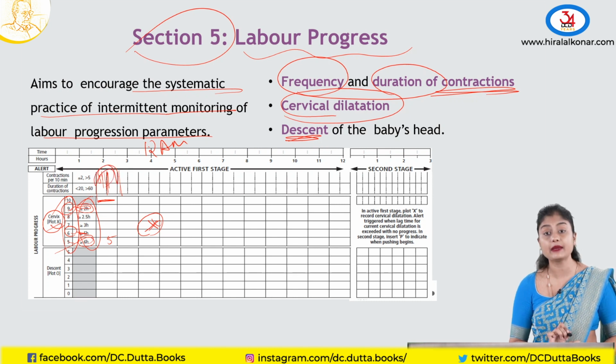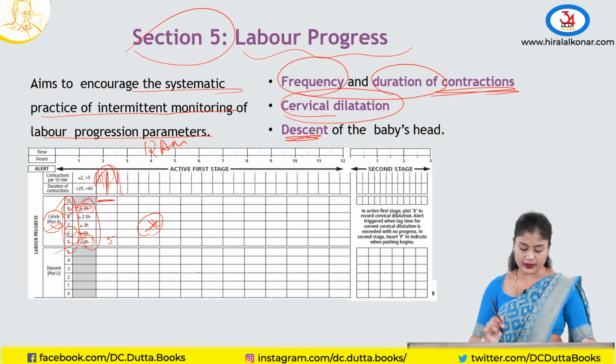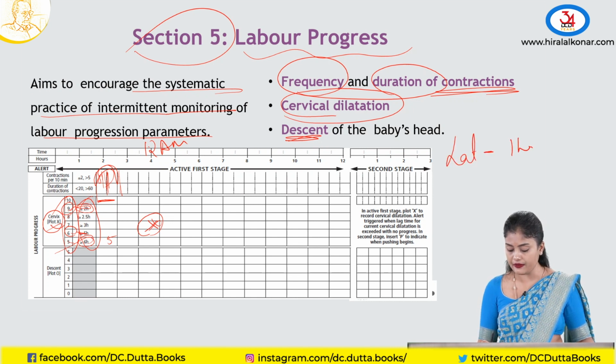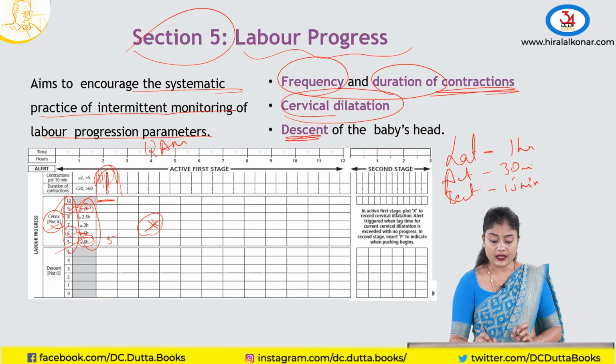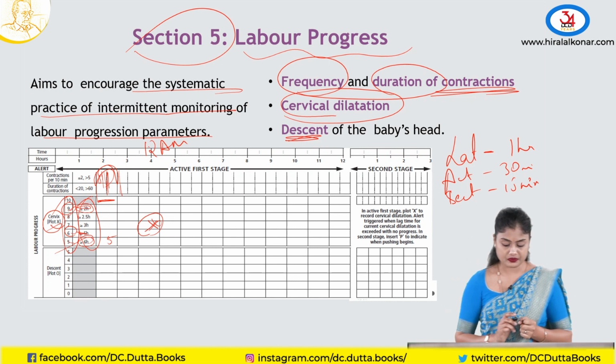So, every 30 minutes we monitor contractions in the active phase of the first stage of labor, whereas in the second stage of labor we monitor every 15 minutes. So in the latent phase you will monitor hourly, in the active phase every 30 minutes, and in the second stage of labor every 15 minutes. This is how you monitor your FHS or even your contractions.